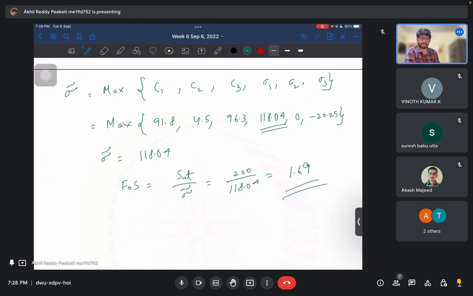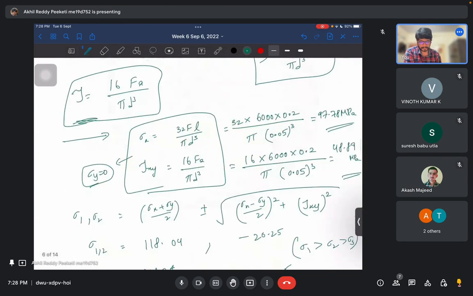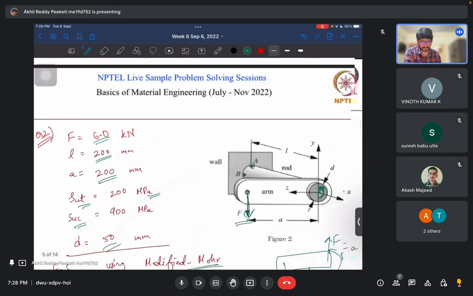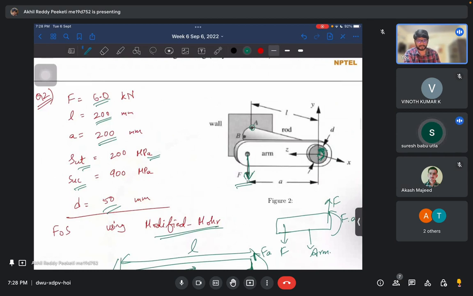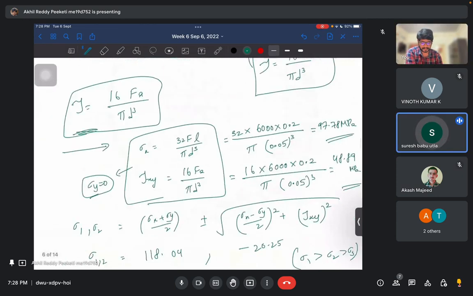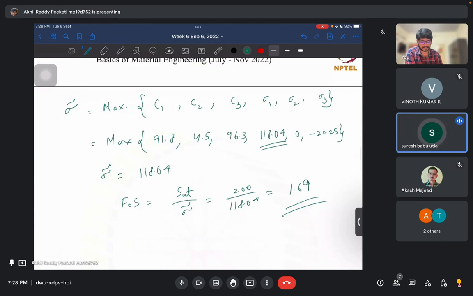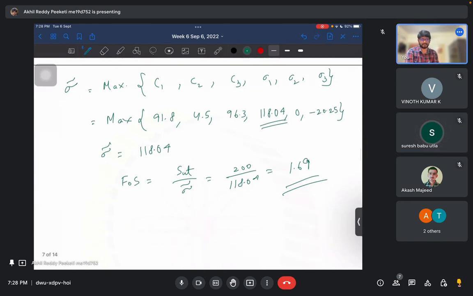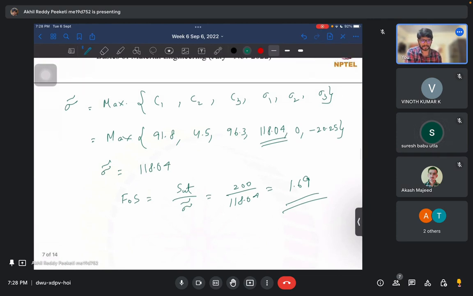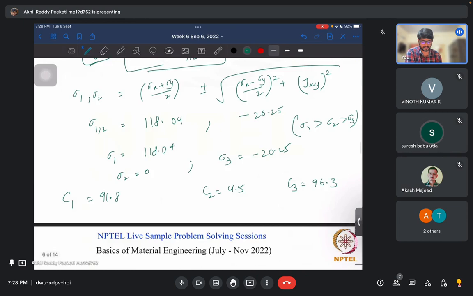Is this clear everyone? In the first question, we were already given the stress tensor. In this question, we need to first estimate the stress tensor, then estimate the principal stresses, then estimate C1, C2, C3, sigma 1, and then see the maximum and then the factor of safety. Is this clear, or does anyone have any doubt in this question?